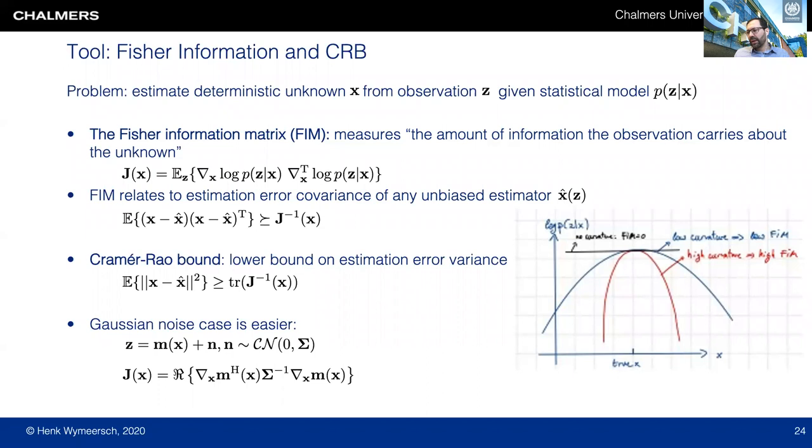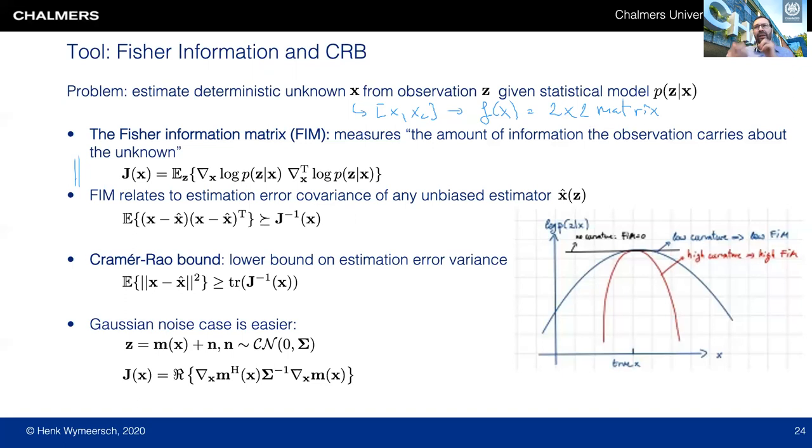All right. Given this problem setup, we can now compute something called the Fisher information matrix. The Fisher information matrix measures the amount of information the observation carries about the unknown. Suppose that x is a two-dimensional variable, x1, x2. This then implies that J(x) will be a 2x2 matrix. This is really different from communication theory where rate and capacity are scalar variables. Here we work with matrices. Along the diagonal, this tells you how much information you have about each of the unknowns, and the off diagonal tells you something about independence of those variables.